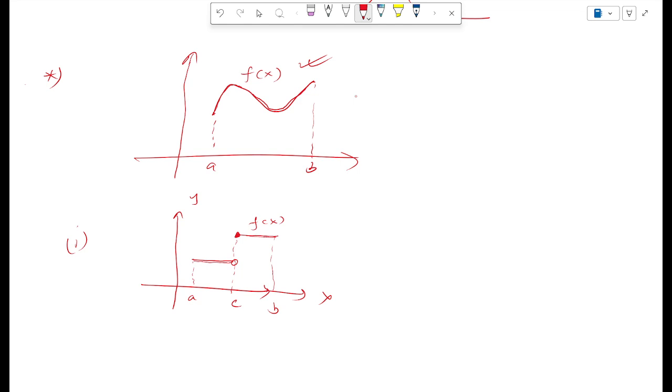So this type of graph, this type of function is called a discontinuous function, and particularly this type of discontinuity is called jump discontinuity. The graph has jumped at x equal to c. Jump discontinuity.